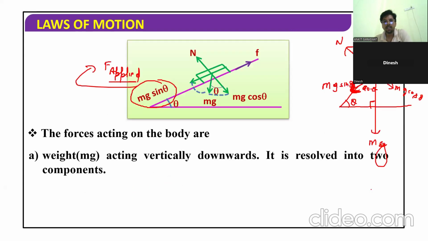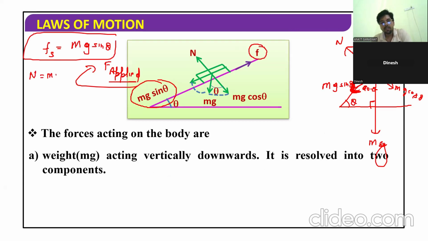It is very easy. This F is the static friction. If the body is at rest, the static friction will be equal to mg sin theta, and N will be balancing mg cos theta. There is no motion in the y direction. Clear?